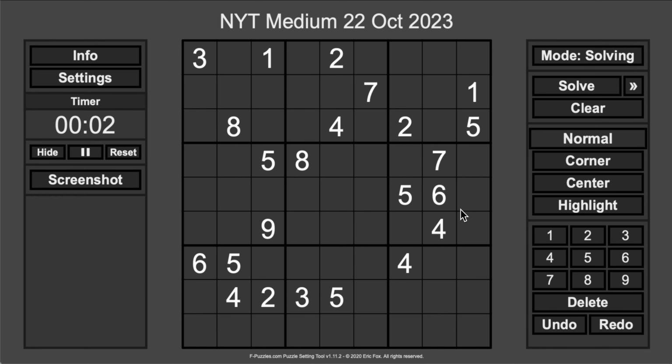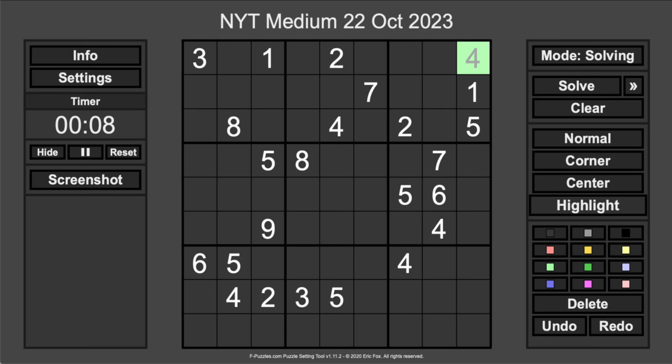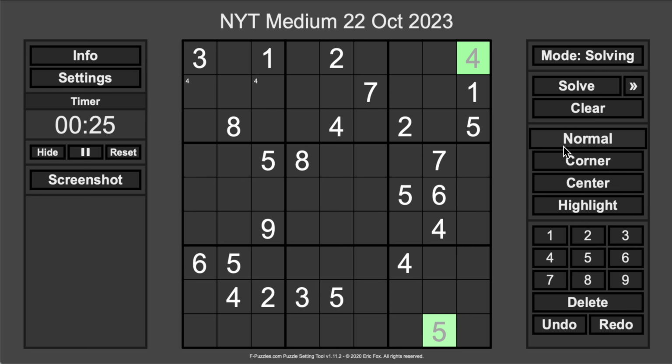I immediately see that these two fours are going to force that one to be a four, which will in turn force one of these two to be a four because of this four location. These two fives force a five down here, actually that one. These two fives force it to be on the bottom, but these two fives will force it there.